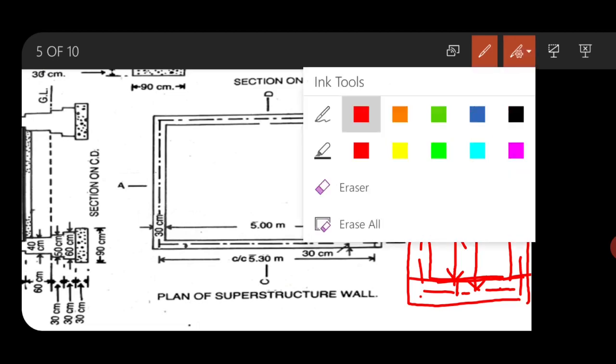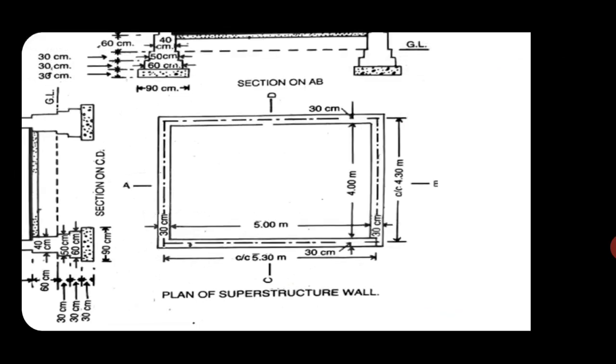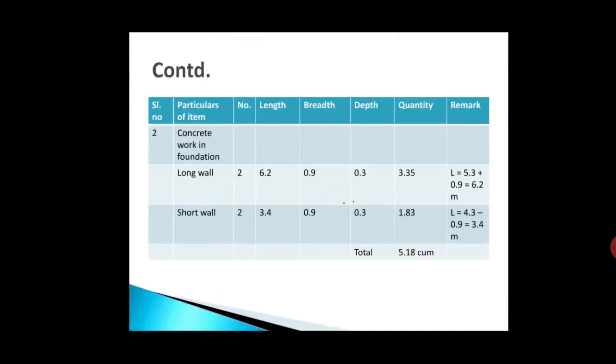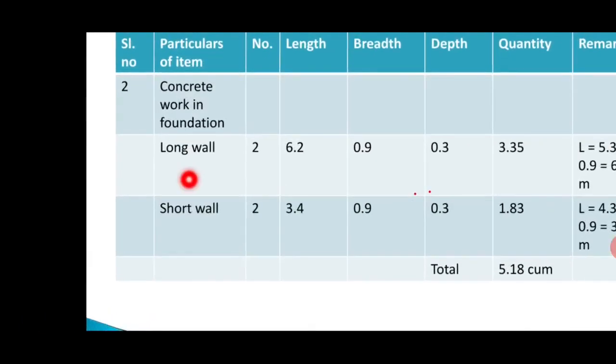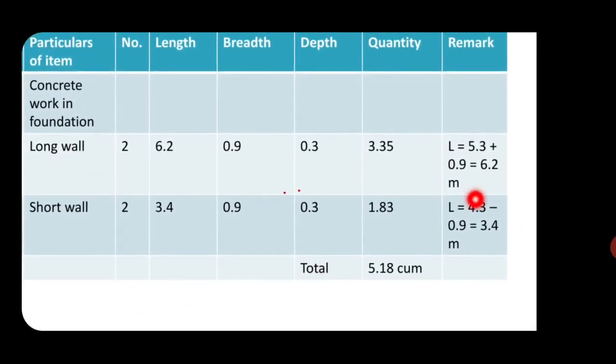Okay, then let us move to the details of measurement form. So you can see here you will write down short wall. The number of short wall is also 2. So in length, see here 4.3 is the center to center length minus half of the breadth on both side, it will be total one width 0.9, equal to 3.4 meter. 3.4, width remaining same 0.9 and 0.3.